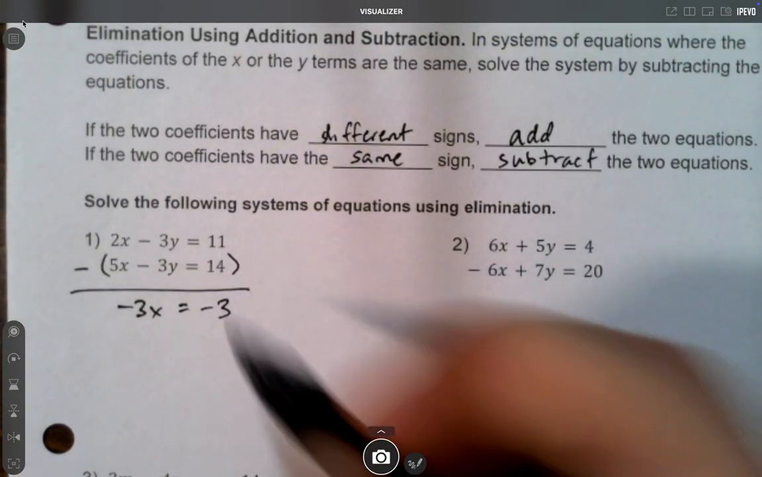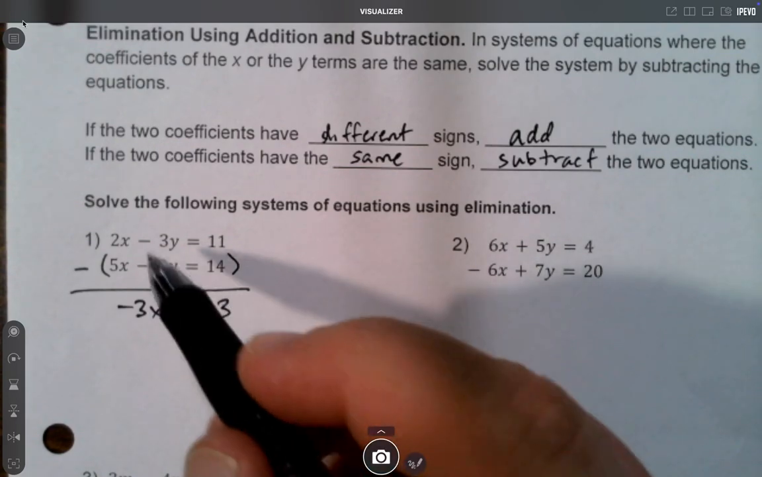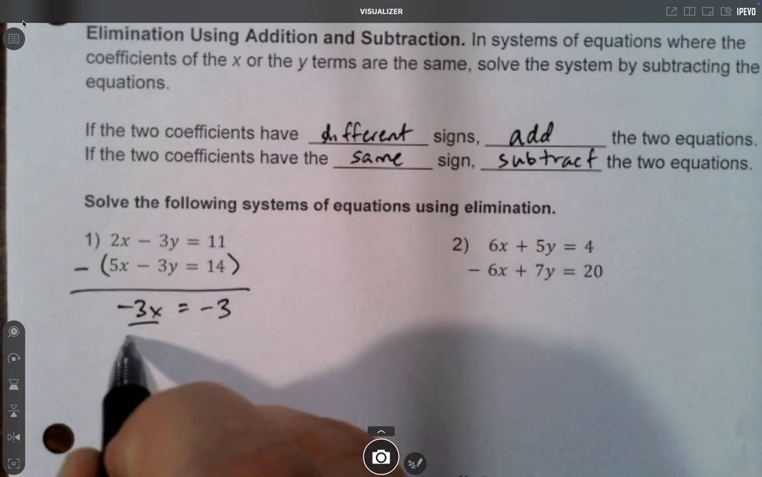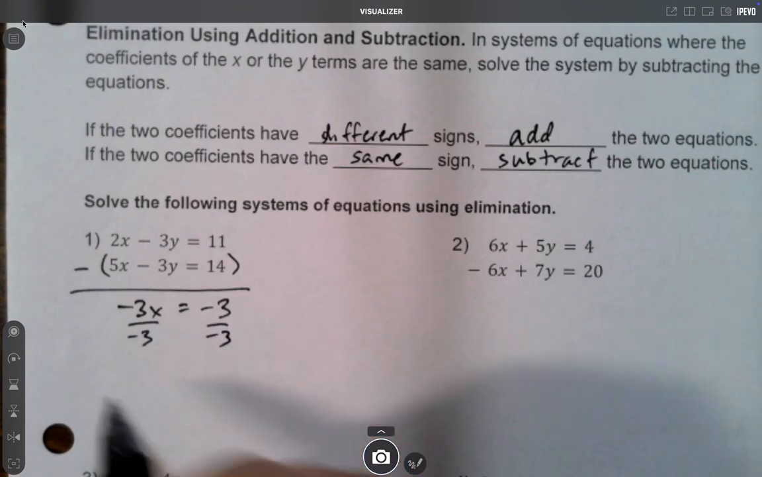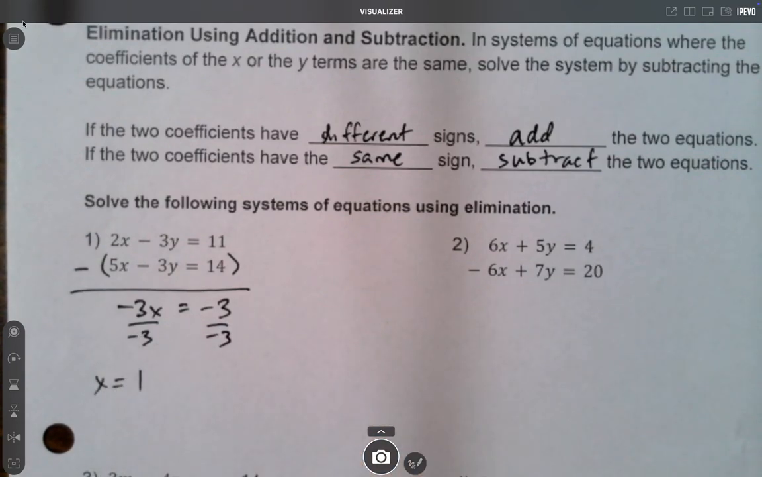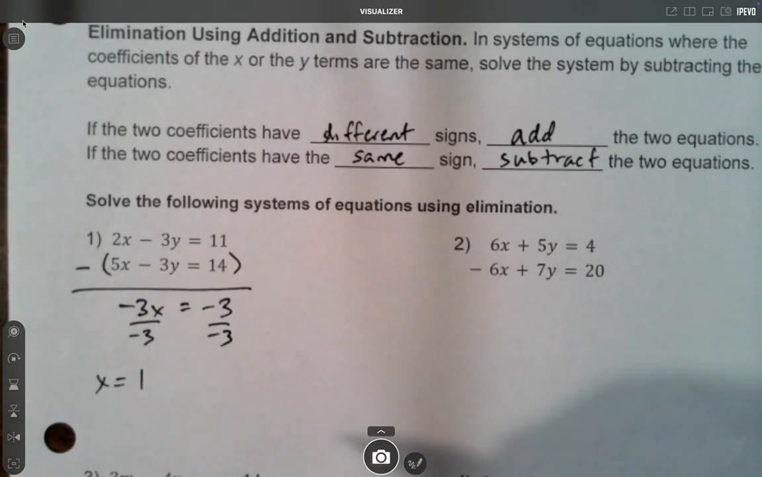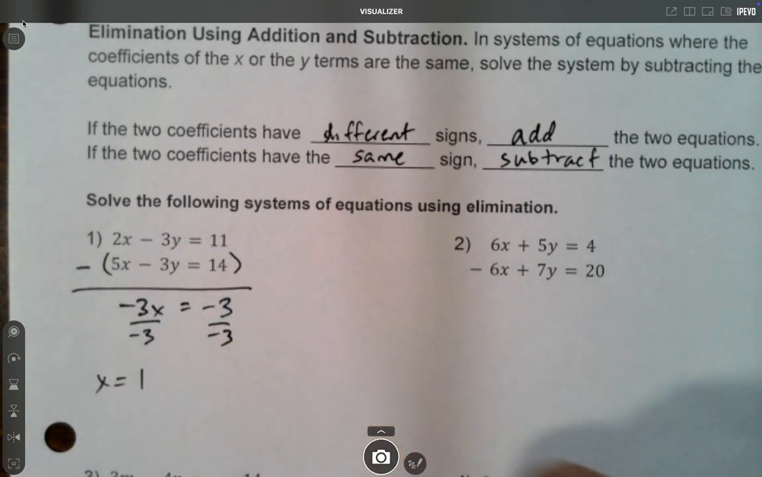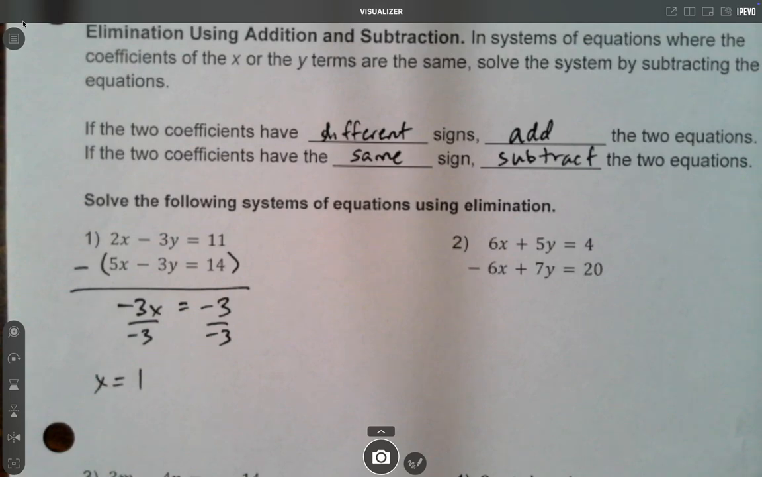So by subtracting these 2 equations from each other, we are able to eliminate the y variable, which makes this easy to solve. We can divide both sides by negative 3 and get x is equal to positive 1. Now at this point, the process is identical to what we did with substitution. We can plug 1 into either one of these equations for x and then solve for y.